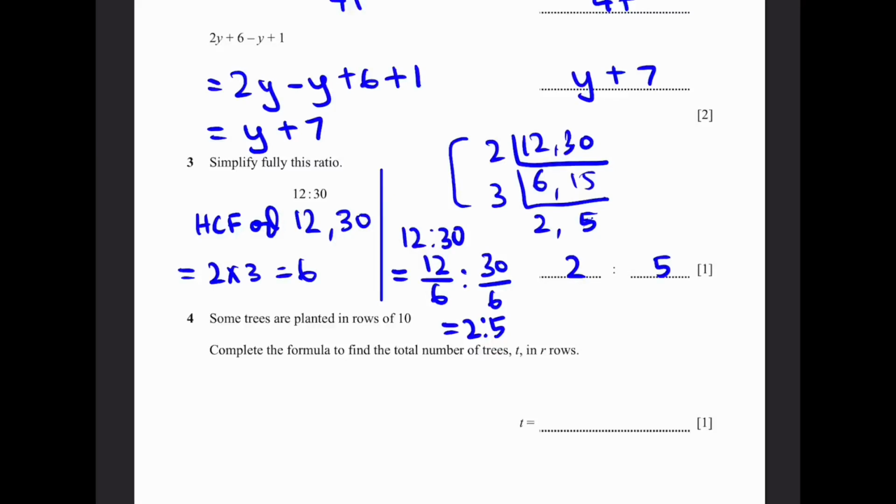Question 4. Some trees are planted in rows of 10. Complete the formula to find the total number of trees, T, in R rows. So how many trees are there in each row? There are 10 trees. So if you want to find how many are there in R rows, we can multiply 10 multiplied by R, which is 10R. So T equals 10R.